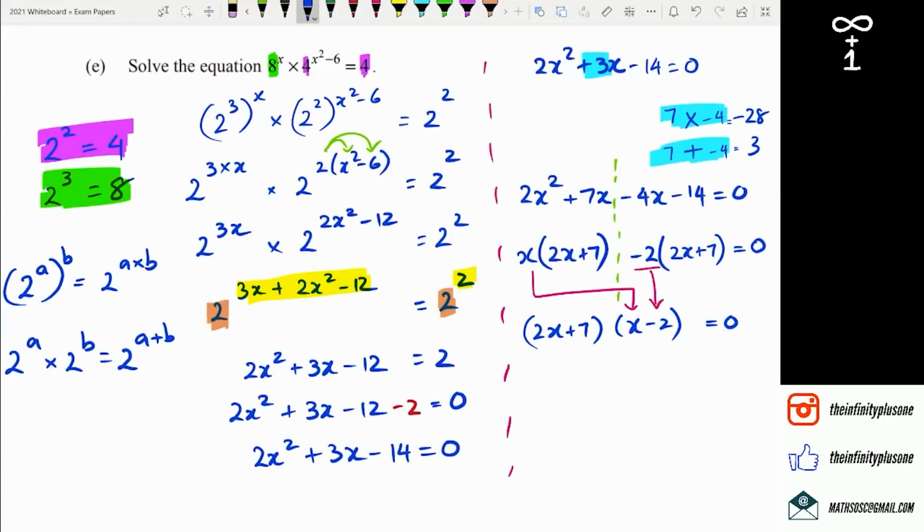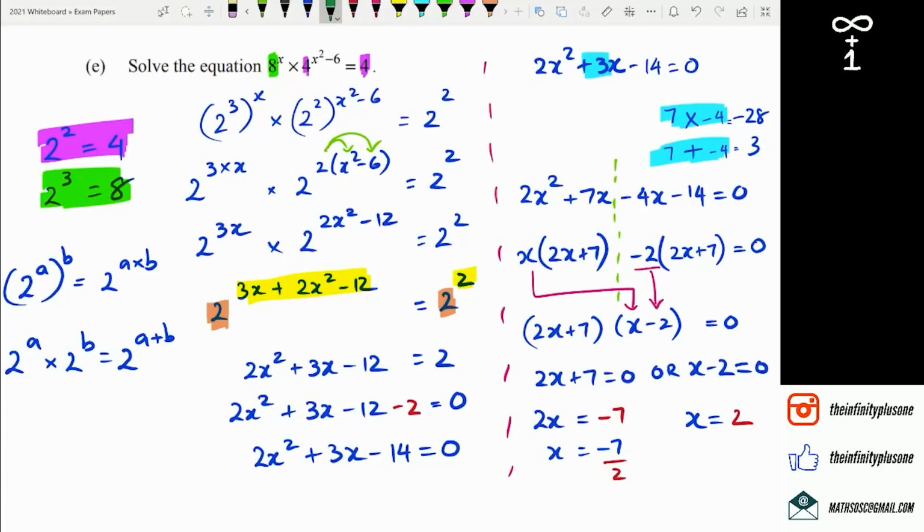So what we have got is 2x plus 7 is equal to 0, or x minus 2 is equal to 0. So we rearrange this. We're going to get 2x is equal to minus 7, and then x is equal to minus 7 divided by 2. And as for the other one, we're just going to get x is equal to positive 2, because when that negative 2 goes to the other side, it ends up being positive 2. So there's our two answers, and that is what we're doing for this particular question.